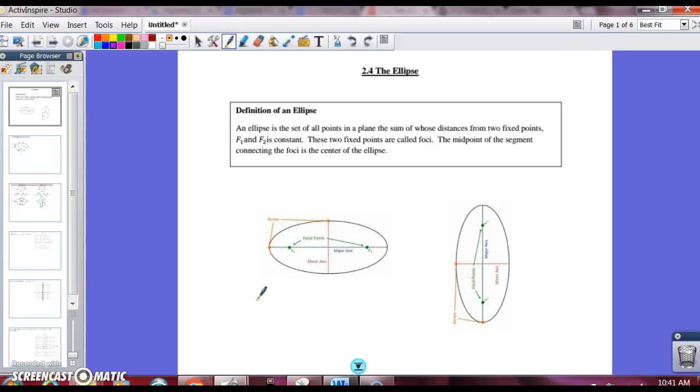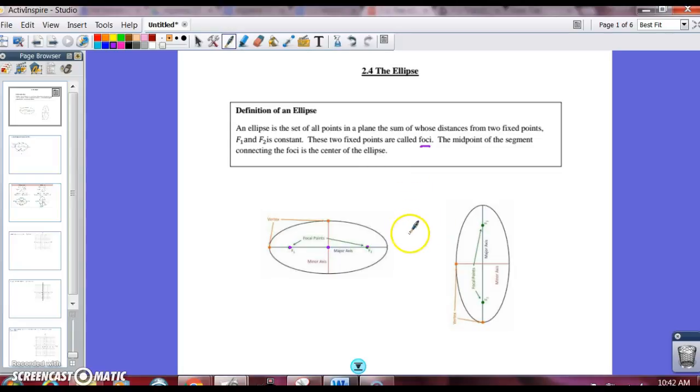But the ellipse looks like an oval, and by definition it's a set of all points in a plane, the sum of whose distances from two fixed points, F1 and F2, are constant. So you can see here it's a little bit small in my picture, but F1 and F2 are those points there. Those two points are called the foci. It looks like it would be a hard C, but it's not. It's pronounced foci. The midpoint of the segment connecting the foci is actually the center of your ellipse.